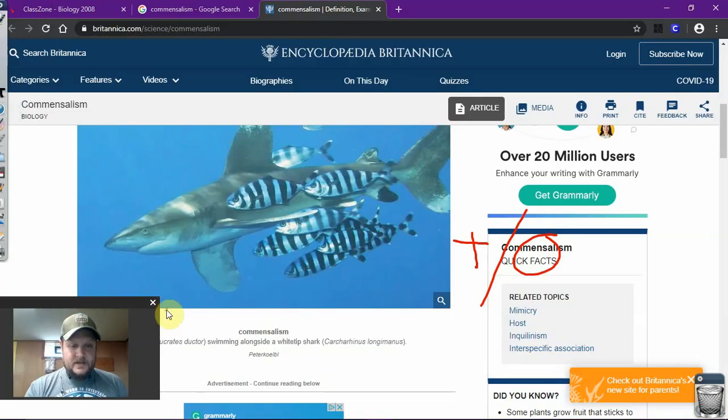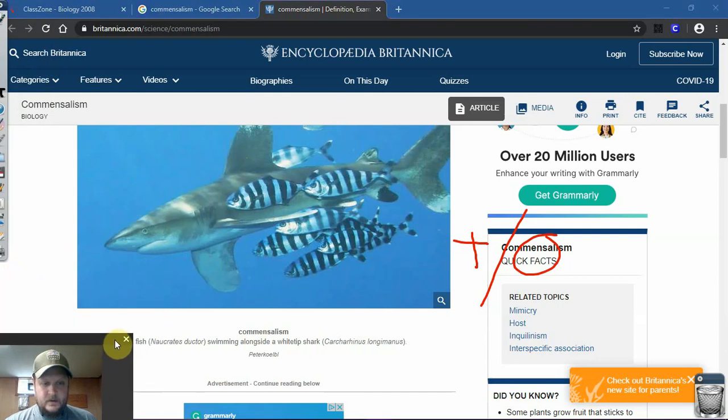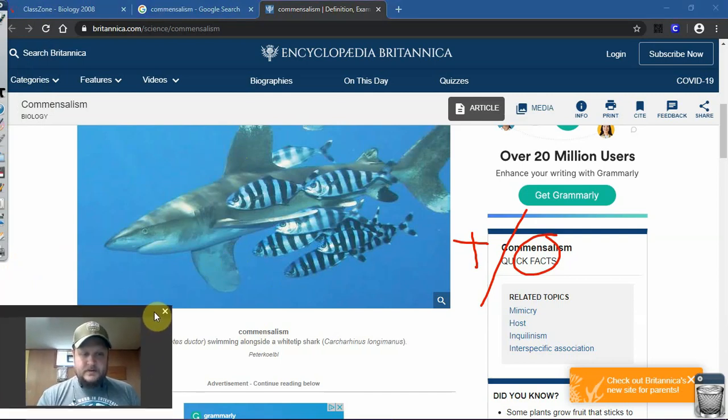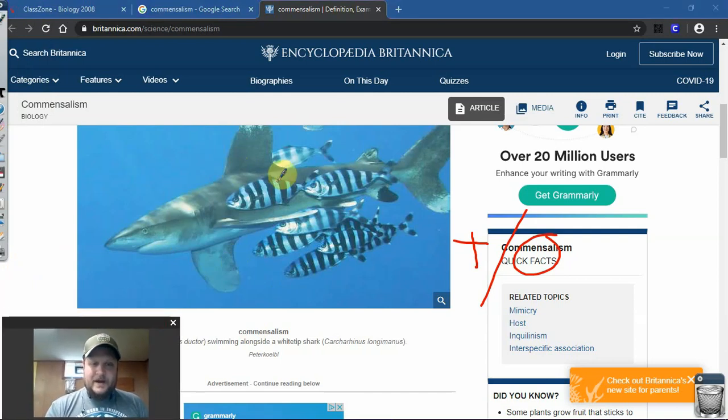So if we take a look here, we have the pilot fish, right, swimming alongside a white-tipped shark, right? Now this is a form of commensalism. The white-tipped shark is not benefiting by these fish swimming around it, okay? It's not going to eat them, and those fish are not giving the shark anything.